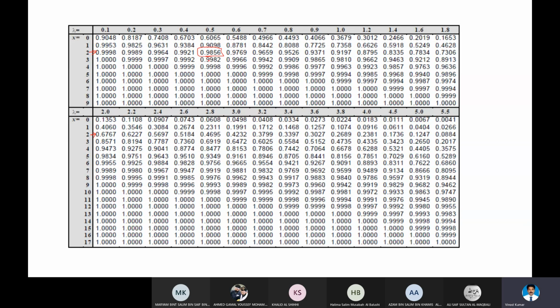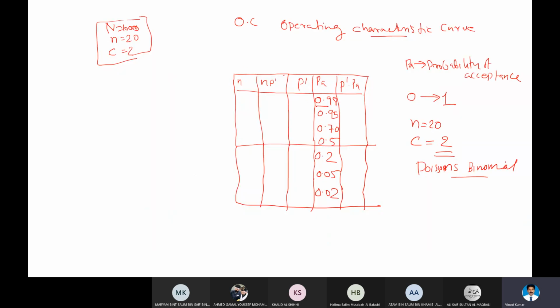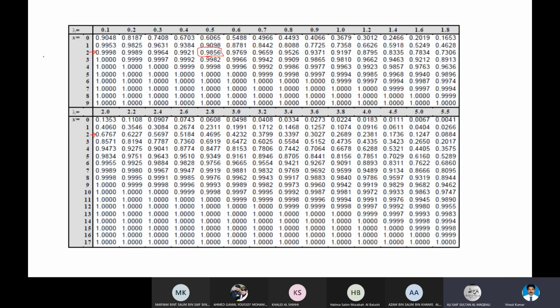I have selected 0.98. First one was 0.98. Did you see this? 0.98, correct? Yes, in the table corresponding to C, C is 2, acceptance number 2. The value which is very close to 0.98 is 0.9856, correct?